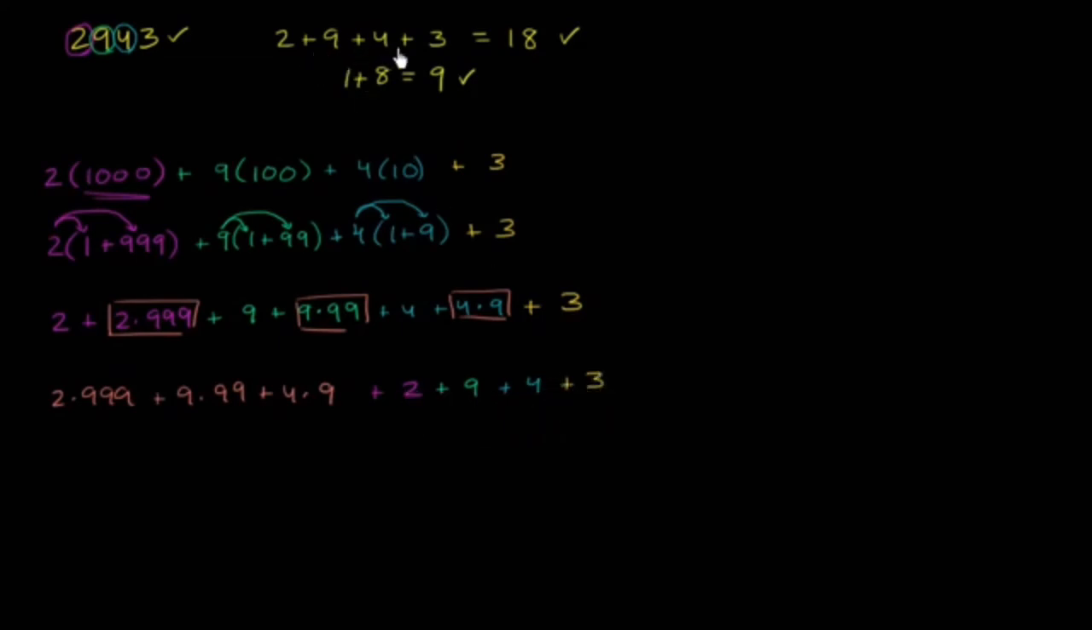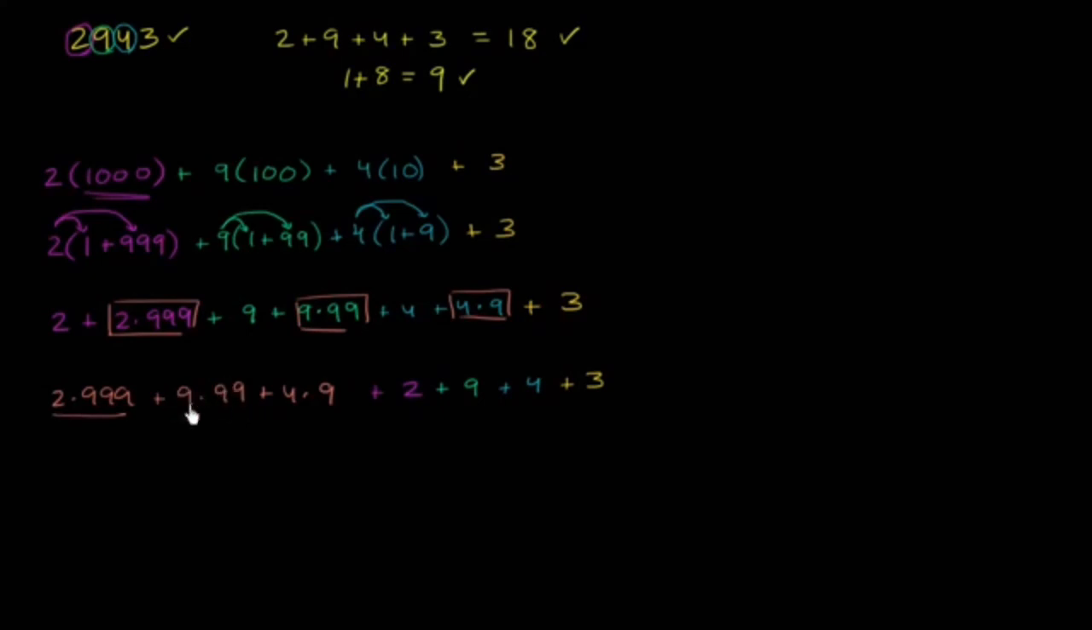This is just what we did up here. And you might see where all of this is going. This orange stuff here, is this divisible by 9? Well, definitely. 999, that's divisible by 9. So anything that's multiplying by it is divisible by 9. So this is divisible by 9. This is definitely divisible by 9.